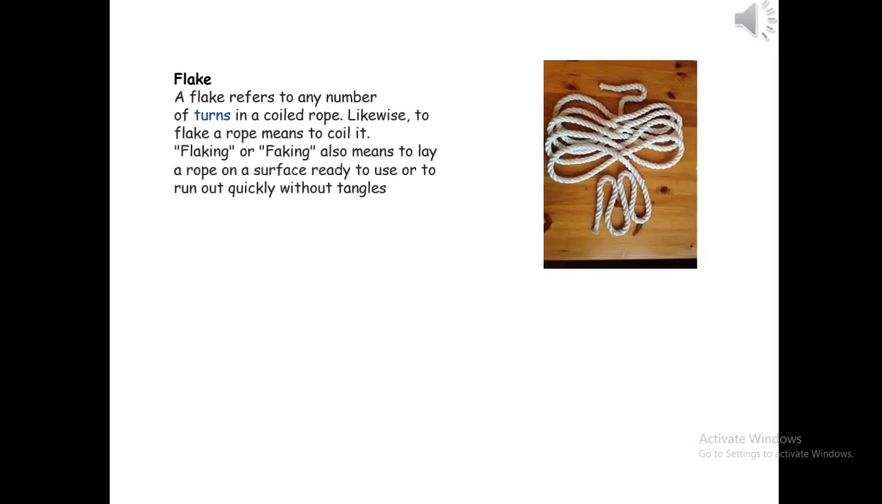Flake. A flake refers to any number of turns in a coiled rope. Likewise, to flake a rope means to coil it. Flaking or faking also means to lay a rope on a surface ready to use or to run out quickly without tangles.